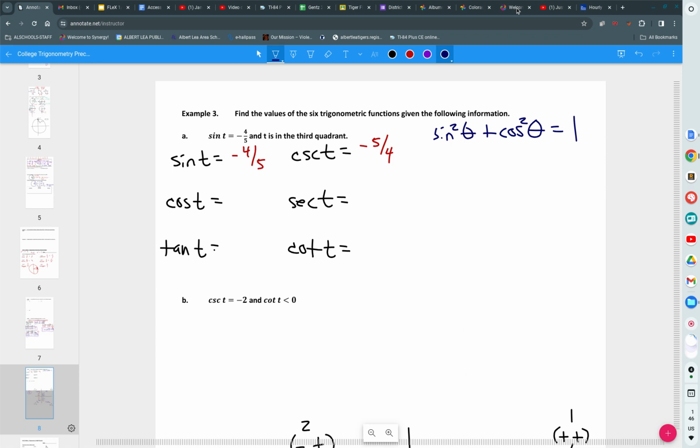Now, notice what this says. This says sine squared, which is the same thing as sine of theta, that quantity squared. So you're not plugging in negative 4/5 for theta. Negative 4/5 goes in for all of the sine. So it's negative 4/5 squared. What do you get if you square negative 4/5? 16/25. So I get 16/25 plus cosine squared is equal to, anybody know what I'm going to write instead of 1 over 1? 25 over 25.